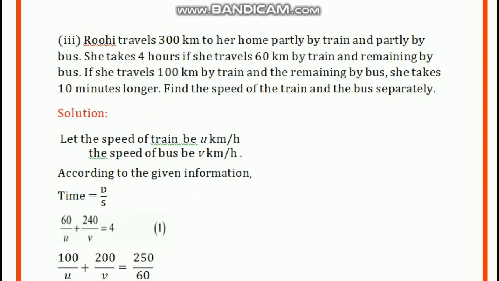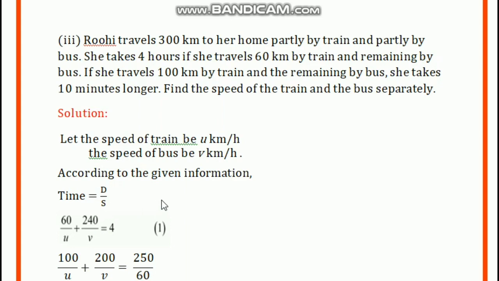And what is remaining? The remaining is 240 divided by v. So v is the speed of the bus, so the remaining is 240. So 240 divided by the speed of the bus, v, then we can find out the timing. Okay, so the sum of these two timings is 4 hours, that is the given condition. So that is the first condition.